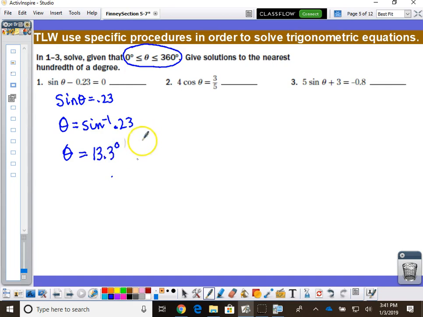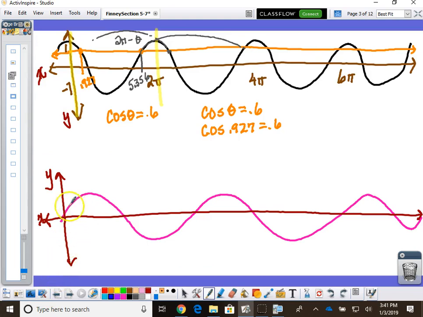So that's the first answer. Let's go back to our sketch, and we're looking at sine this time. Our first answer is right here, because it's like 0.23. I made that up a little too high. If that's 1, then this is a half, so it's probably down here. This would be 360 degrees, this would be 720 degrees, and this would be 180, and so forth and so on.